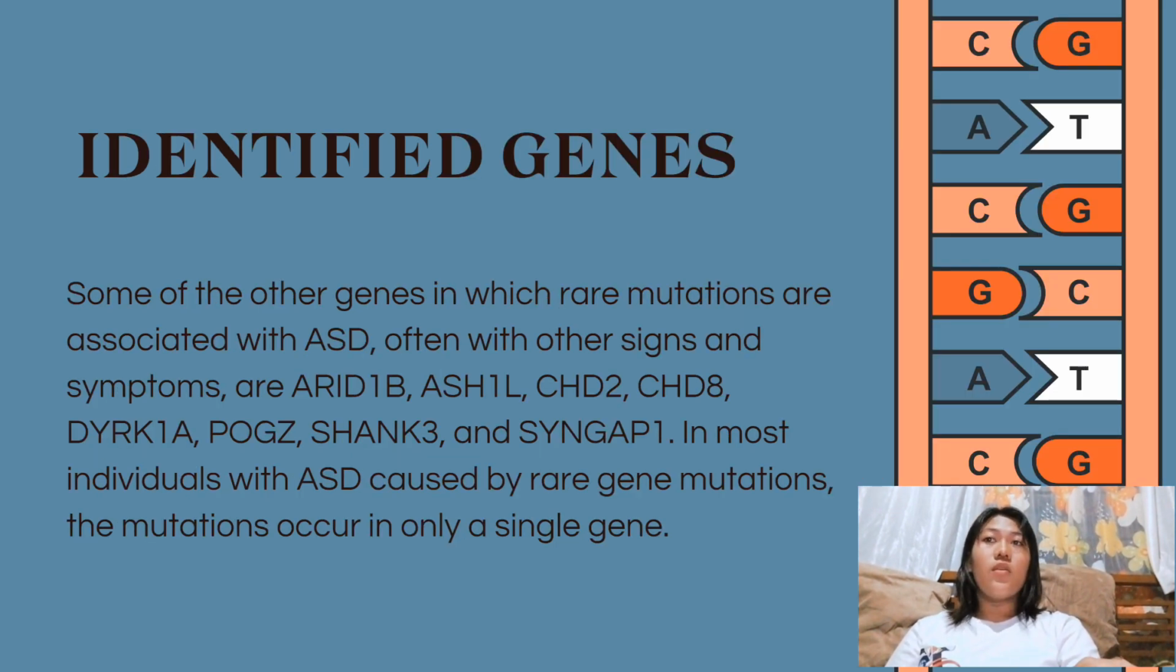Identified genes. Some of the other genes in which rare mutations are associated with ASD, often with other signs and symptoms, are ARID1B, ASH1L, CHD2, CHD8, DYRK1A, POGZ, SHANK3, and SYNGAP1. In most individuals with ASD caused by rare gene mutations, the mutations occur in only a single gene.